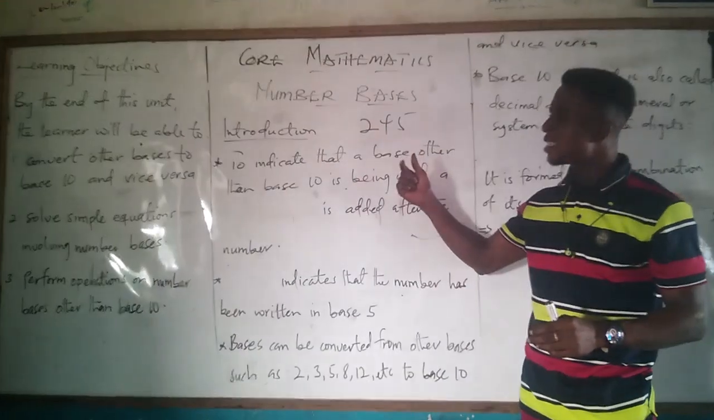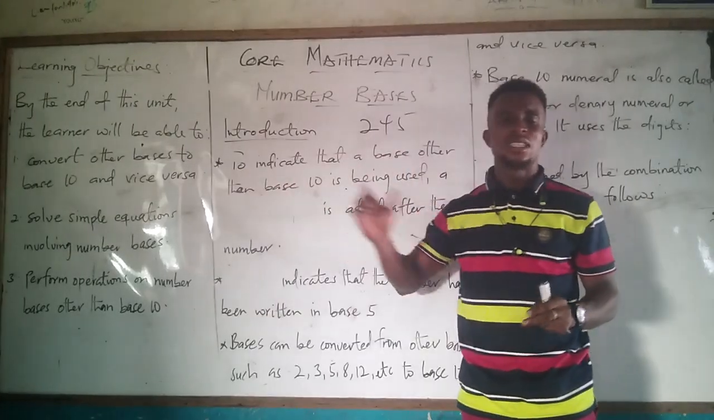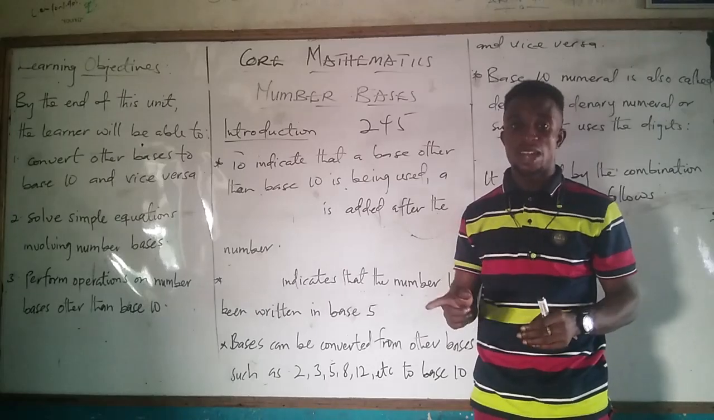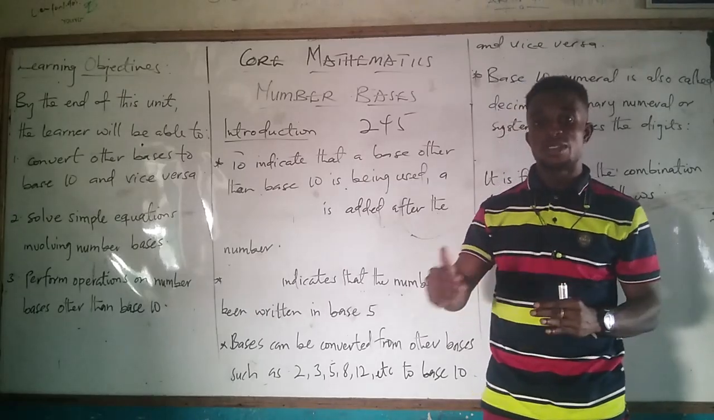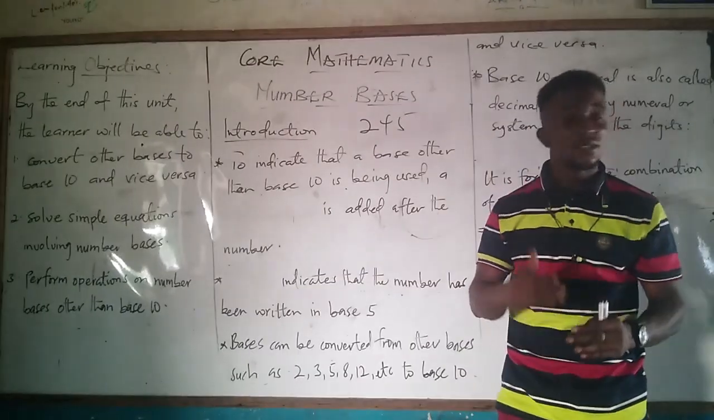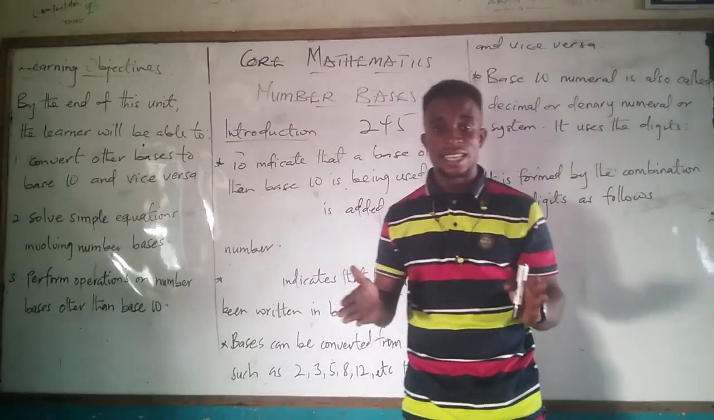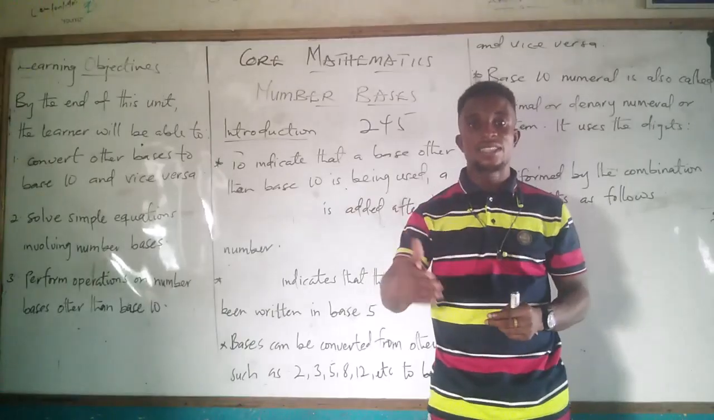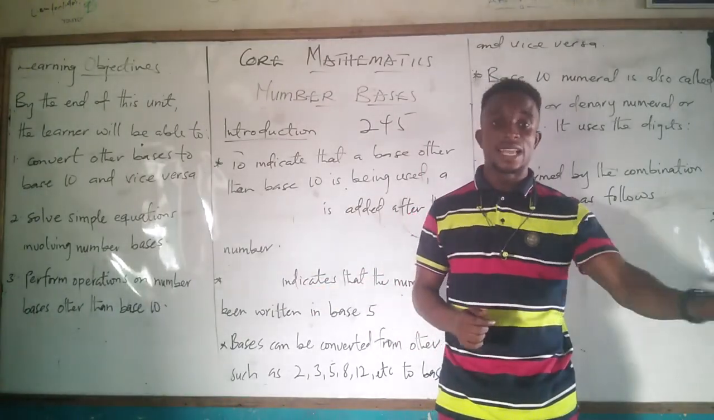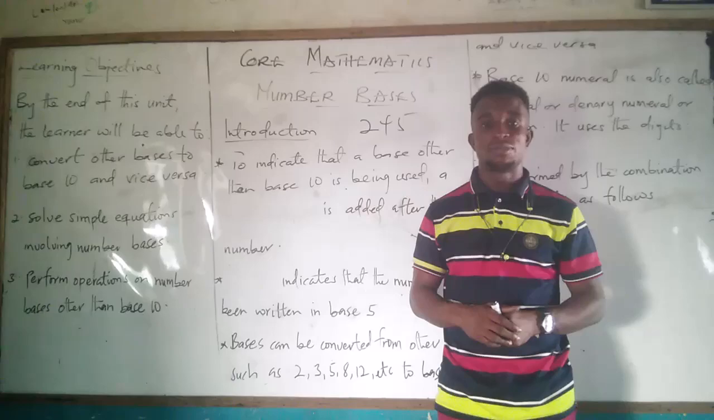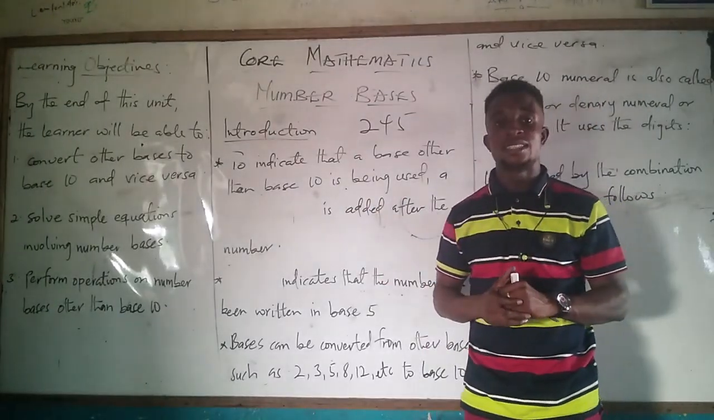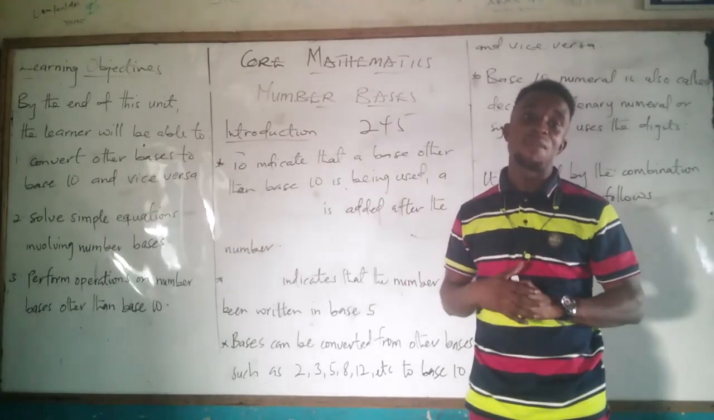But we can convert these base 10 numbers to other bases, like base 2, like base 3. We don't have base 1. We have base 2, base 3, base 4, base 5, base 6, base 7, base 8, base 9. Then we move on to base 11, then base 12, because base 10 is what we are using now. So that is our decimal numbers. Numbers in base 10 are the decimal numbers.